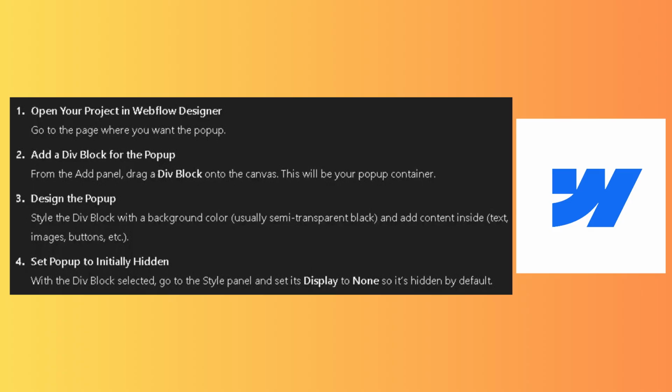Design the pop-up. Style the block with a background colour, usually semi-transparent black, and then add content inside, such as text, images or buttons. Set up the pop-up to hide initially. With the block selected, go to the Style panel and set its display to none, so it's hidden by default.